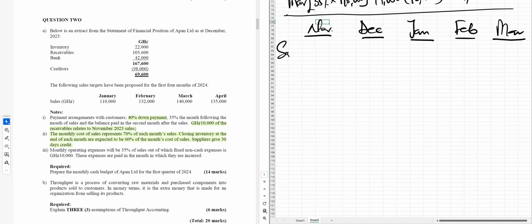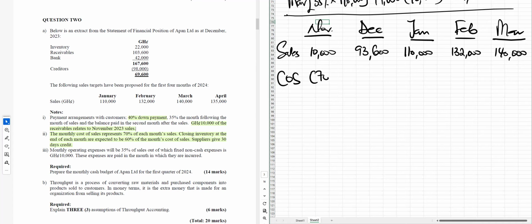That's why I tell you, budgets are there to waste your time. But anyway, I'll first put down my sales because that's what I'll need. This one is 10,000. This is 93,600. This is 110,000. 132,000 and 140,000. Okay. So in that case, now they are telling us that cost of sales will be 70%. Is that not so?